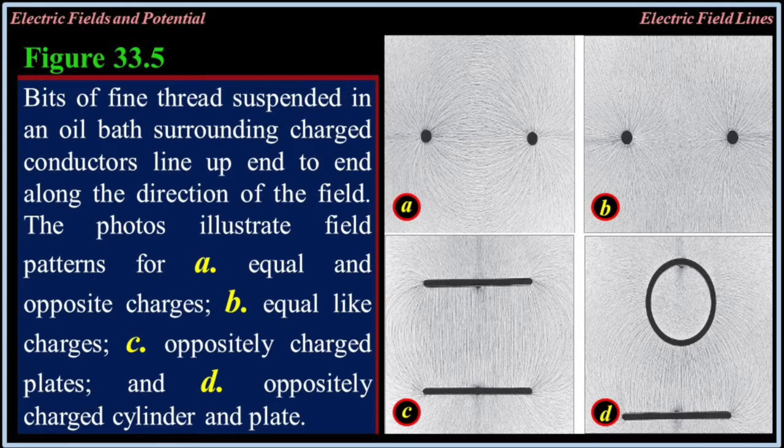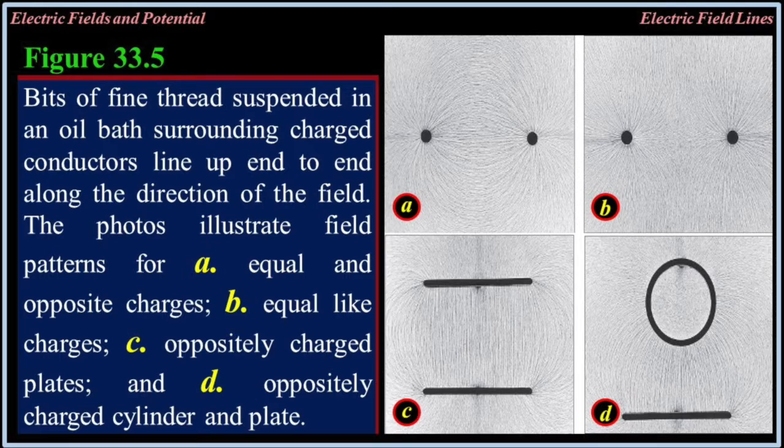Notice that in figure 33.5d, there is no electric field inside the charged cylinder. The conductor shields the space from the field outside. Concept check. How can you represent an electric field?